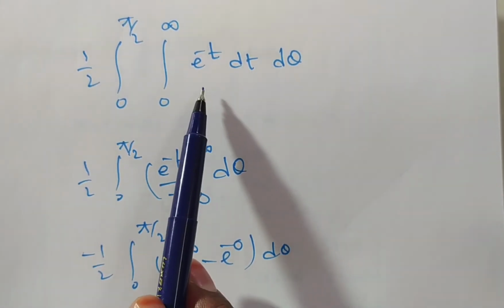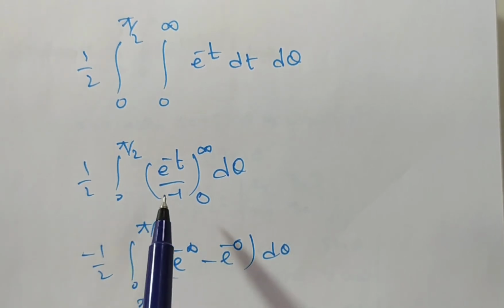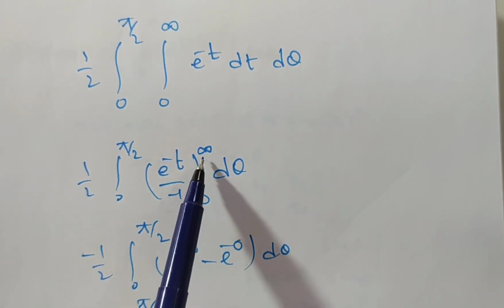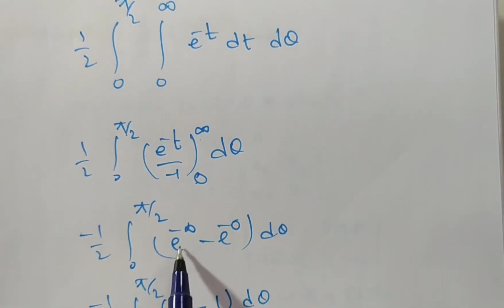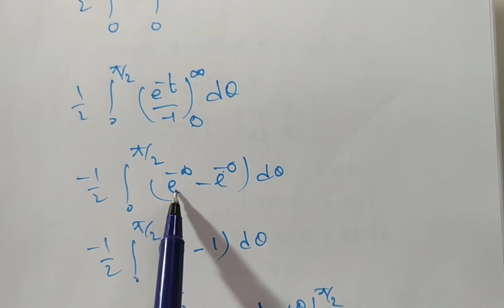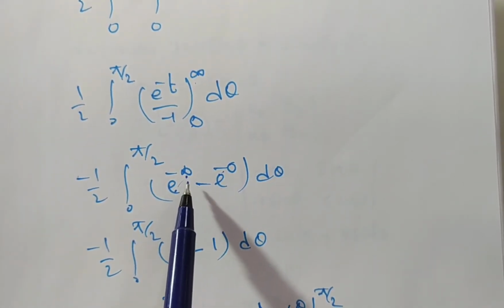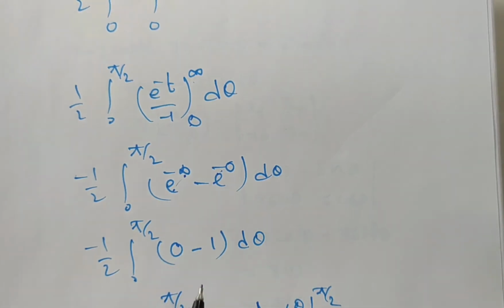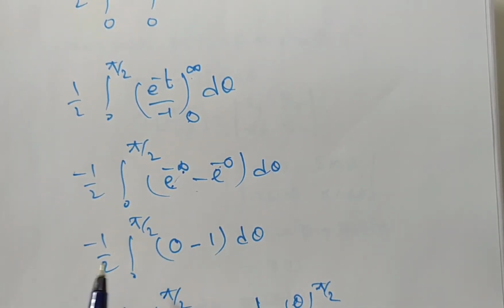I have done integration with respect to t first. Then you will have e power minus t divided by minus 1, since the derivative of minus t is minus 1. Limits are 0 to infinite. If you substitute the upper limit, you get e power minus infinite, and the lower limit is e power 0, minus 0 only. So what is e power infinite? It is infinite. E power minus infinite is 1 by e power infinite, which is nothing but 0, and the lower value is 1. That is, you have minus 1, so minus inside and minus outside, and the factor 1 by 2 is there. Therefore you will have 1 only.